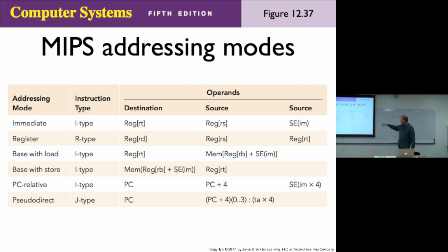And then base with load, we have this sign extension of the immediate field, plus the register RB, and then mem of that. So load goes from memory to a register. Do you see how that works? So here's from this memory location to this register, and base with store goes from this register to main memory. So that's the load and the store. And then the PC relative. So the PC relative, the details of that are all described in the chapter.